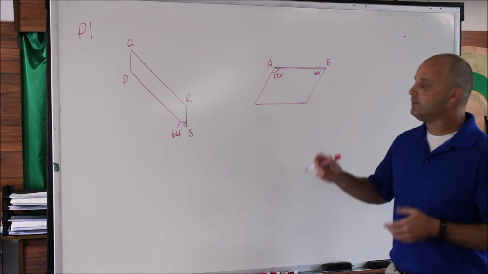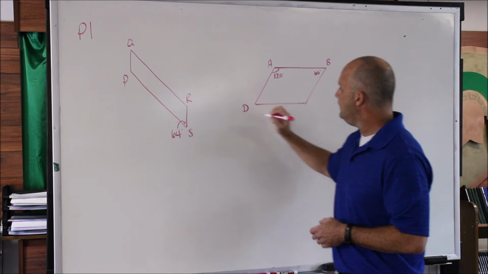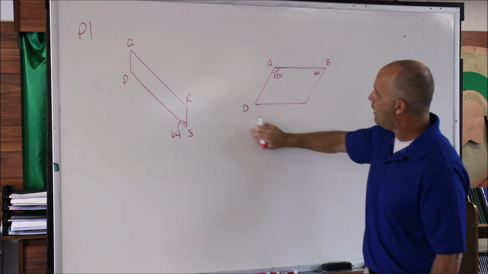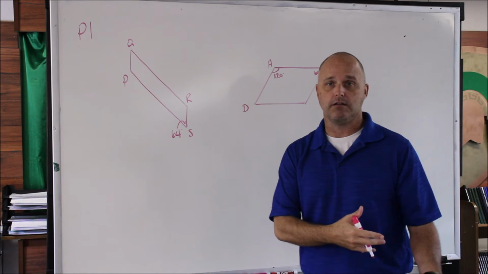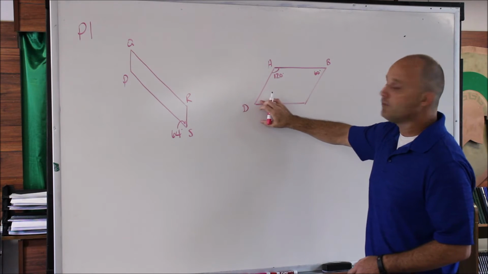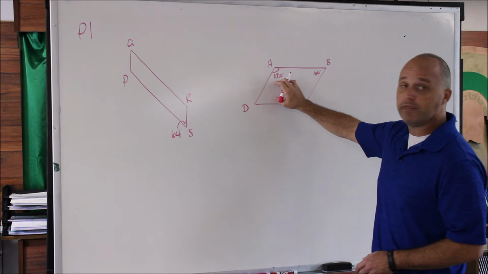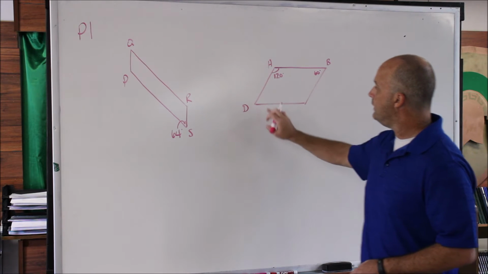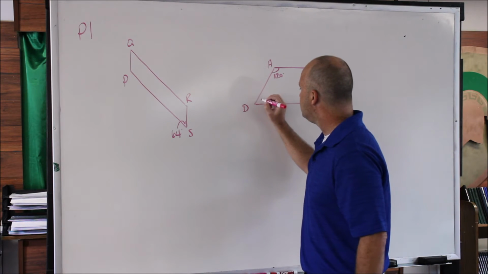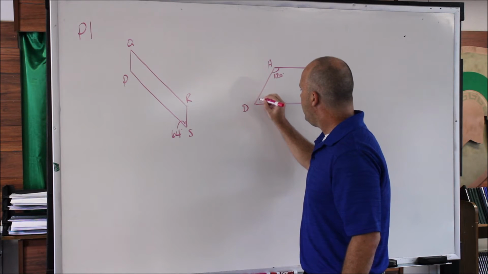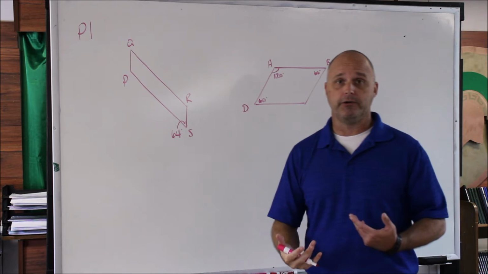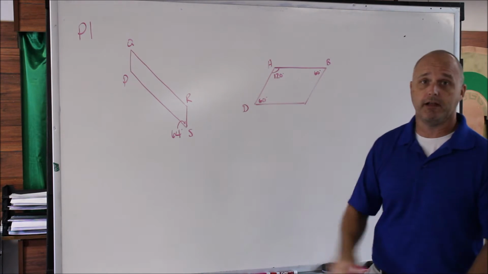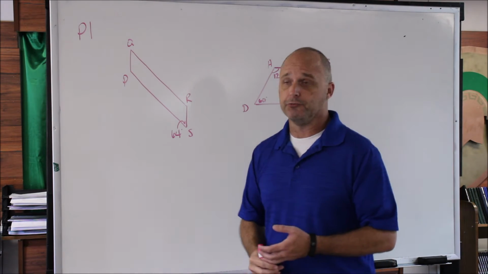In the same sense, if we said that this is angle D, and we're moving counterclockwise from A to D, D being the next consecutive angle counterclockwise, this would also have to add to 180 degrees with this. So if A is 120 degrees, then D has to be 60 degrees as well. And you can see that D and B being opposite angles are congruent, so this tells you that this would be a parallelogram if those angles were true.